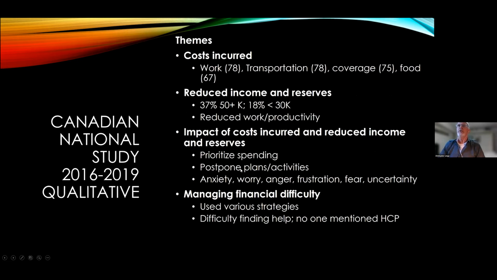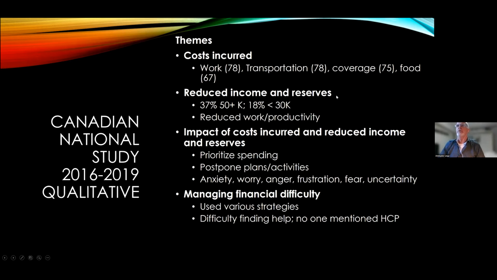So what else did we see in the qualitative work? We found that a lot of the costs incurred or burden incurred were related to lost work. They were related to transportation. They were related to issues around coverage, and they were related to trying to have the right foods or adjust their diet based on their cancer diagnosis and what was recommended, either by a healthcare practitioner or perhaps a nutritionist. Well, I guess that's still a healthcare practitioner.